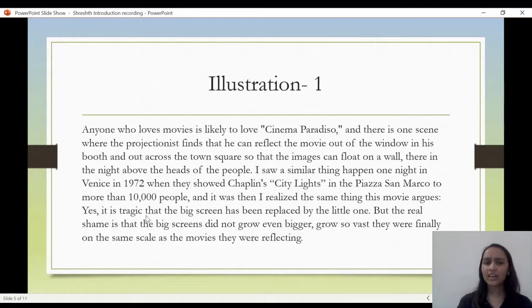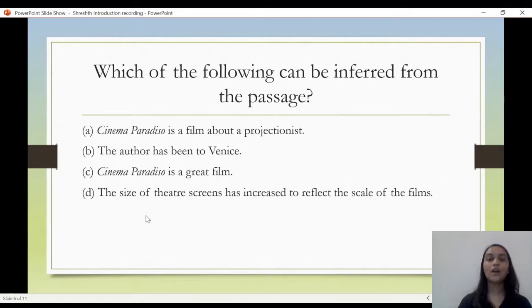And it was then I realized the same thing the movie argues. Yes, it is tragic that the big screen has been replaced by the little one. But the real shame is that the big screens did not grow even bigger, grow so vast that they were finally on the same scale as the movies they were reflecting. Alright, let's look at the question. Which of the following can be inferred from the passage?